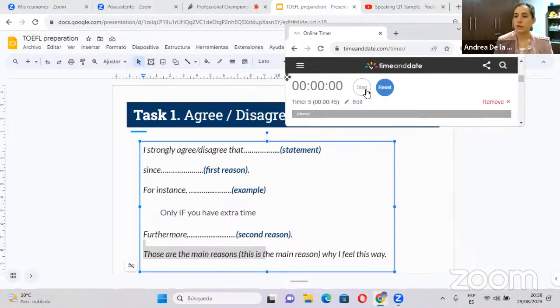And another thing that you need to do is constantly look at the clock, see how much time you have, because you need to accommodate your response to the time you have, not the other way around. Okay, guys? So, is that okay? Any questions, comments now?